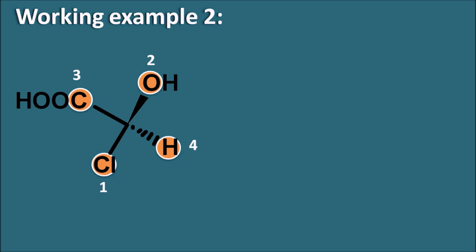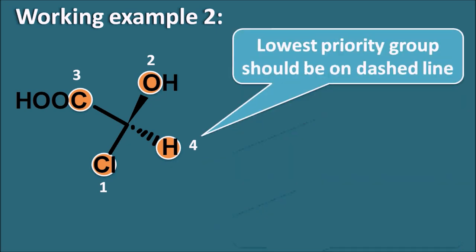Then, just like the Fischer projection, before assigning the R and S configuration, we have to check that the lowest priority group is on the dashed line. So in this structure, the lowest priority group, hydrogen, is on the dashed line. We can go forward to assign the R and S configuration.